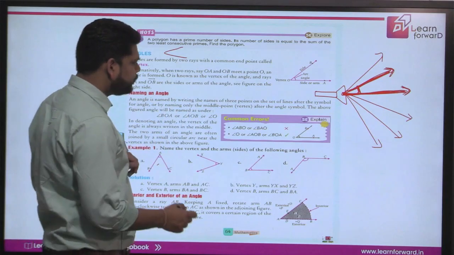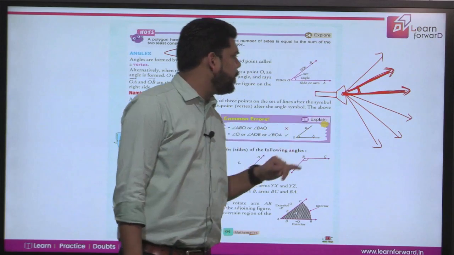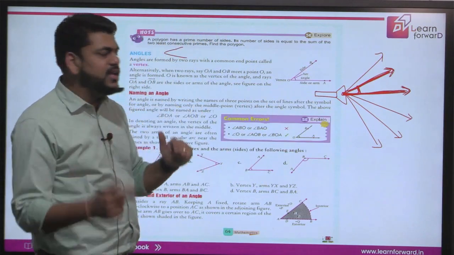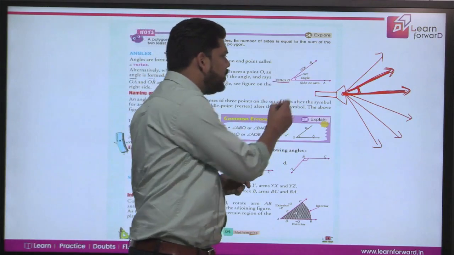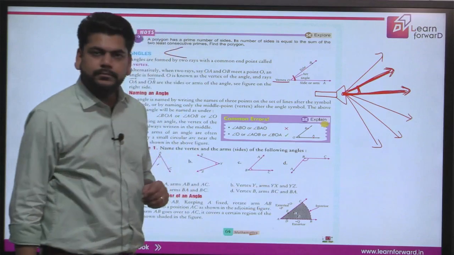Fine. Here you can see angle AOB. A and B are the points in which the rays are going. O is called the vertex and this is the arc angle, or you can say angle. Fine.